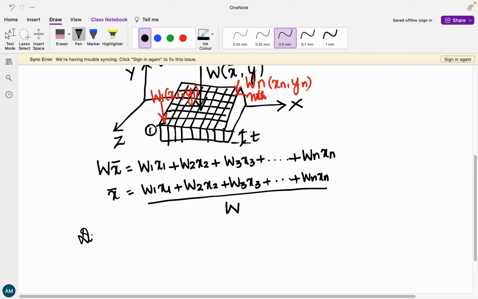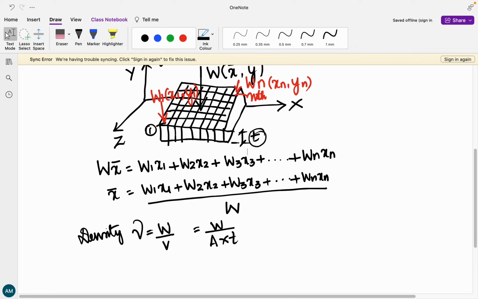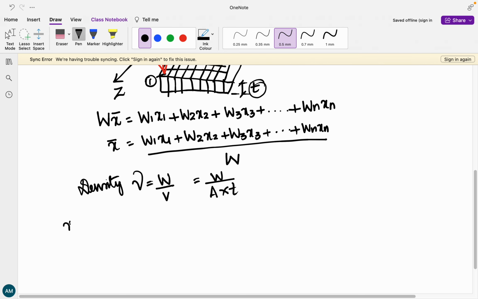But we know that density is denoted by gamma. Gamma is nothing but weight divided by volume, and volume is nothing but area into thickness. Here the thickness is going to remain constant. Hence I am going to write x bar is equal to weight, where weight is equal to gamma into A into T.